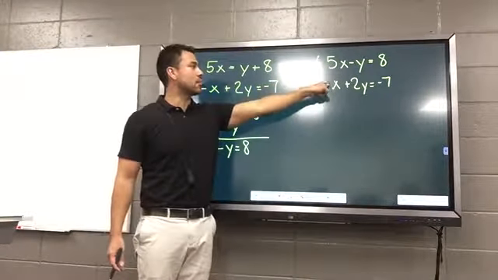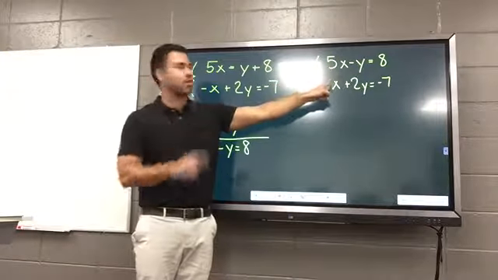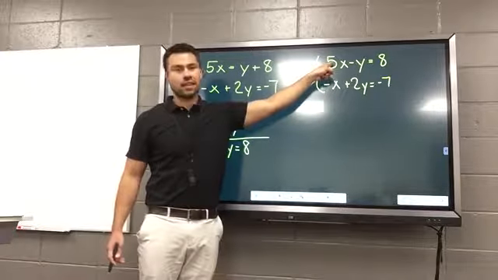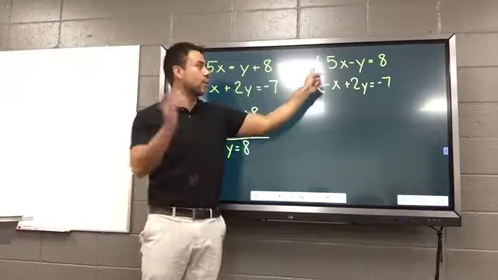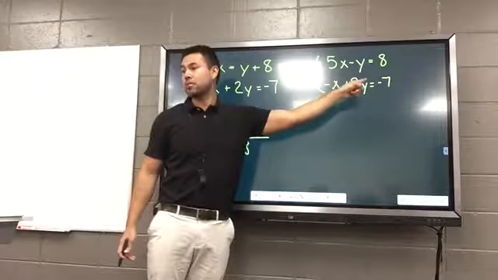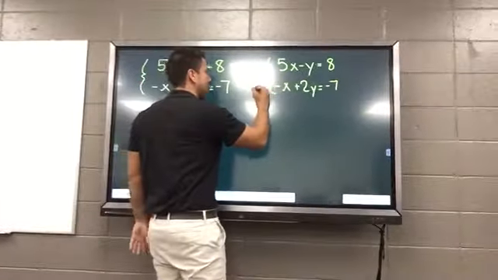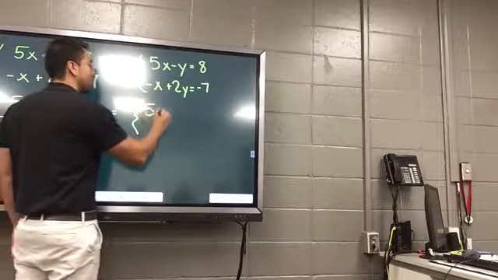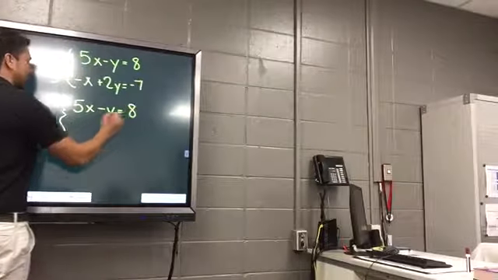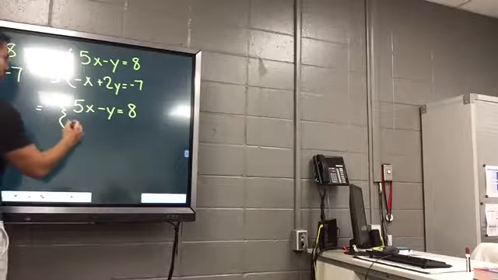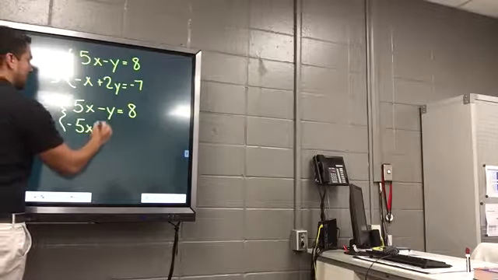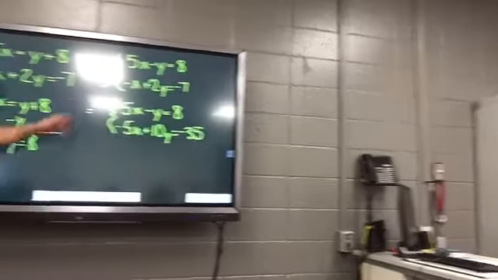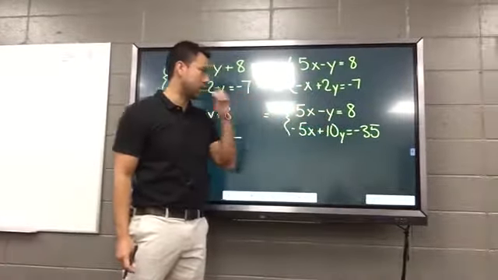I want these two numbers to be the same. X's are easier, by the way. What do I multiply the top one by? Nothing, or 1. What do you multiply the bottom equation by? 5. So I'm just going to multiply this bottom one by 5. I get my new equivalent system. The first one stayed the same. The bottom is negative 5x plus 10y equals negative 35, because I just multiplied the bottom one by 5. That's what I rewrote here.